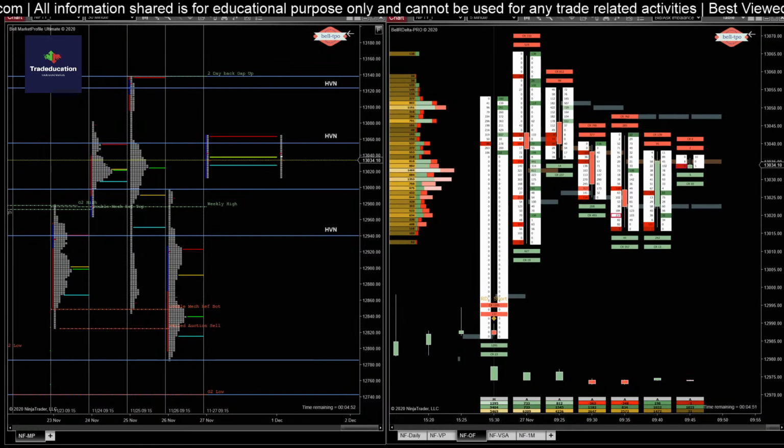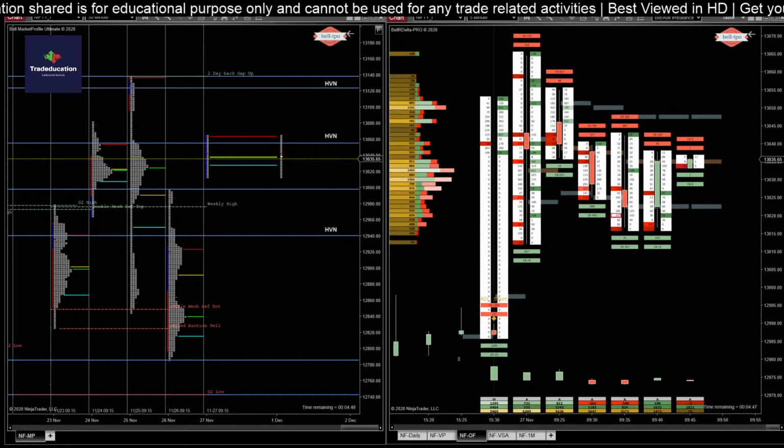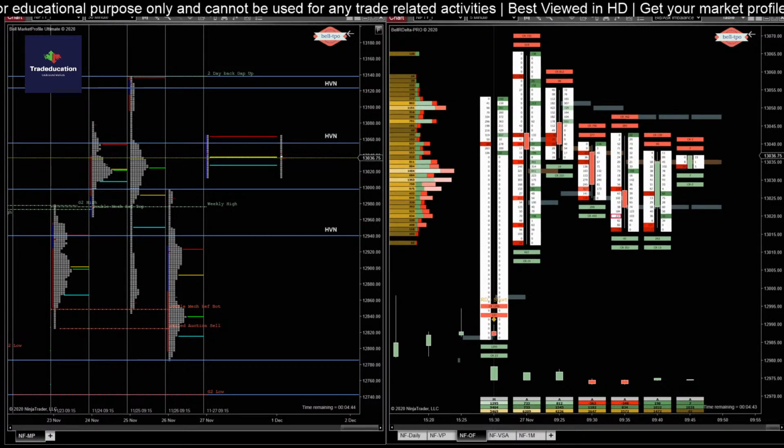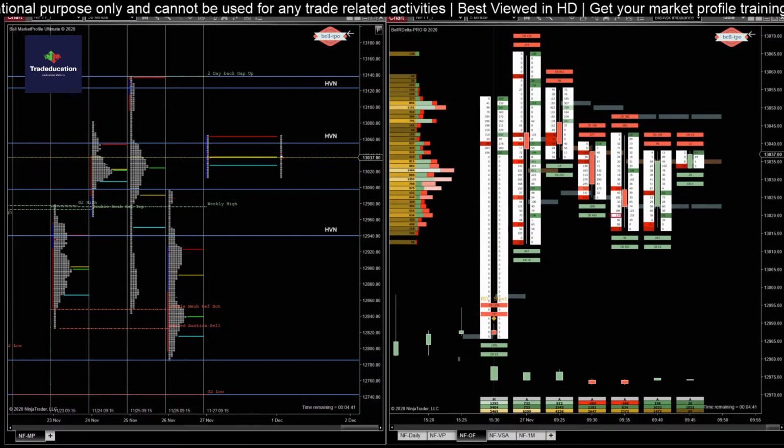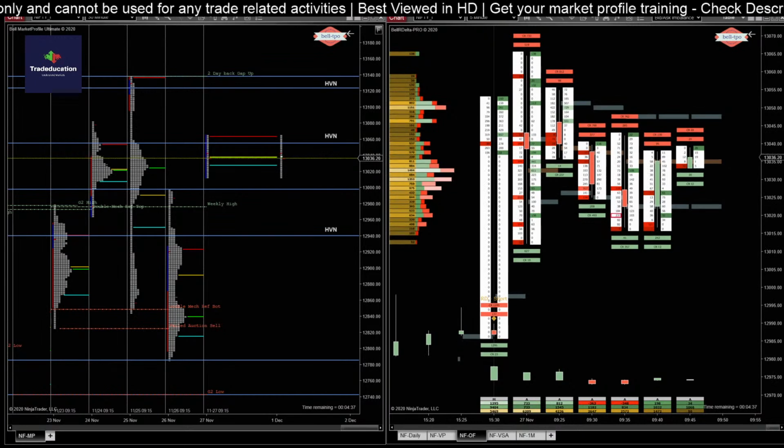So in India, we don't have level 2, we just use level 1. We need to get direct access, and that's pretty expensive for us. So I am just using level 1 data.